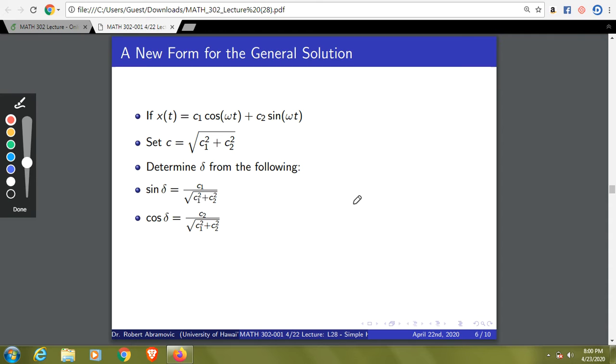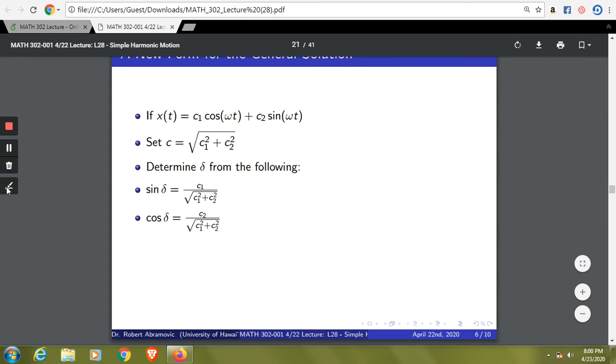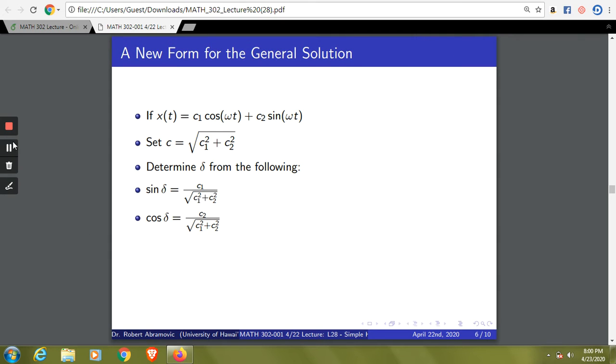What's really going on here is, if you think about a right triangle, this can always be determined from the right triangle. We have C1 here, we have C2, and then from the Pythagorean theorem, the hypotenuse is going to be the square root of C1 squared plus C2 squared. And of course, in that drawing, delta would have been the angle.